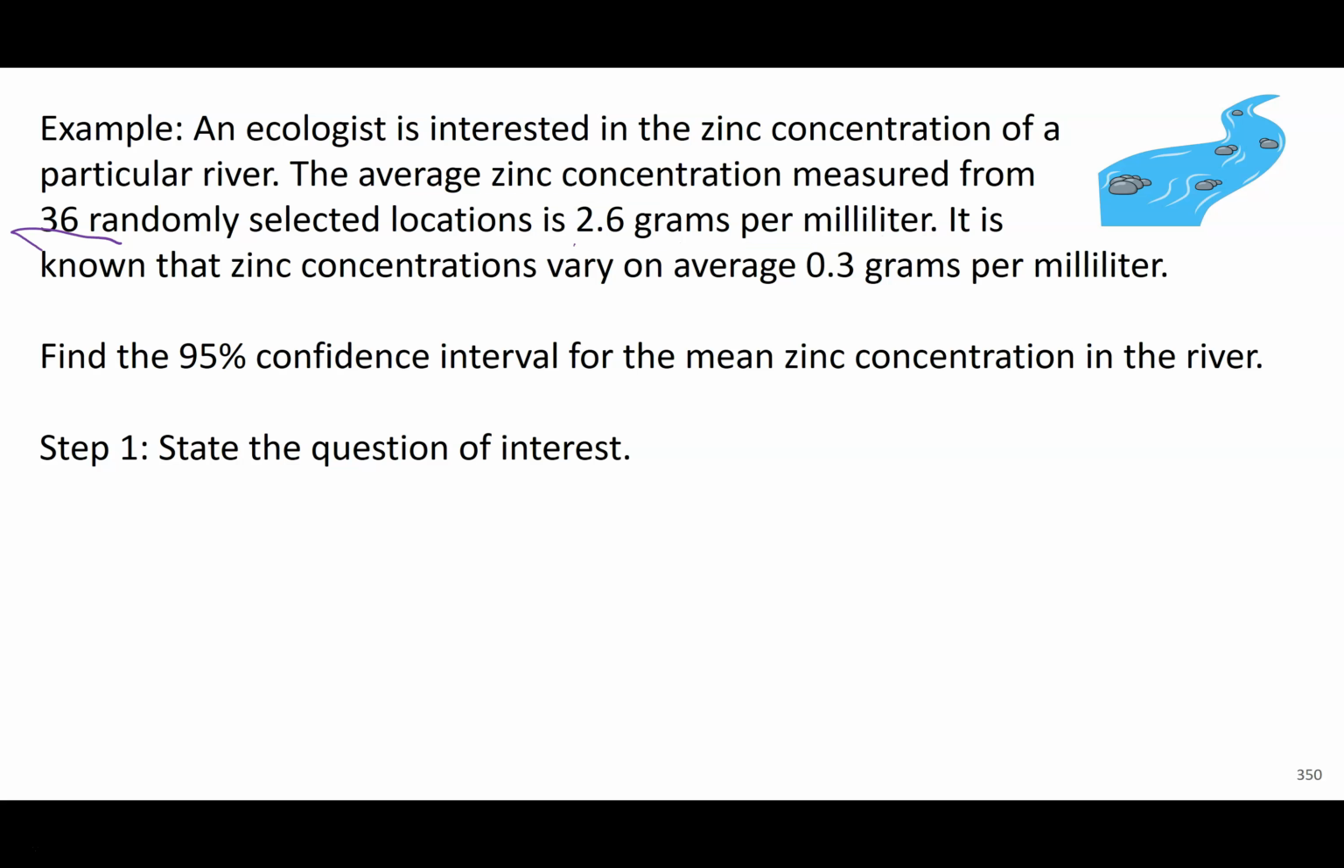And then it is known, so this is what I'm saying, it is known that zinc concentrations vary on average 0.3 grams per milliliter. Vary on average, this means standard deviation. It's a weird way of saying it, but that's a standard deviation. So find the 95% confidence interval for the mean zinc concentration in that river. So stating the question of interest.